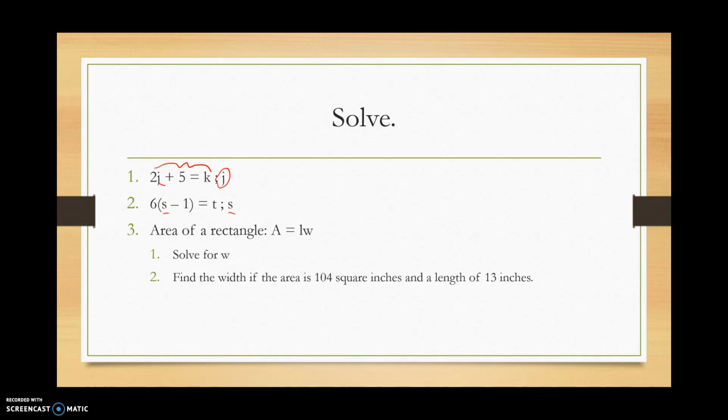Okay, and then the area of a rectangle, A equals length times the width. Solve for the W, and then find the width if the area is 104 square inches and the length is 13 inches. Okay, so if you have any questions after watching this video, send me an email. Take your time, circle that variable that you're solving for, and then use the operations that you know to get that variable alone.